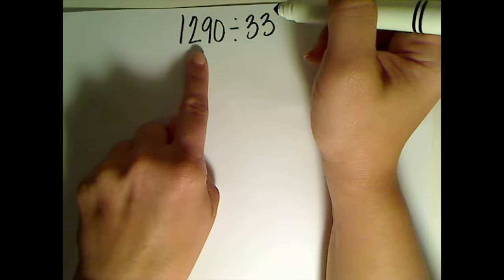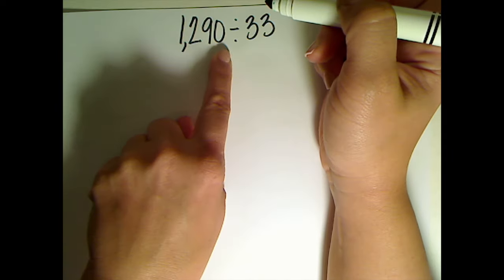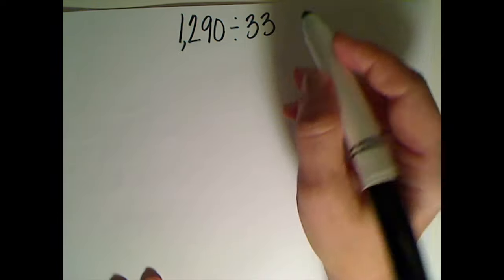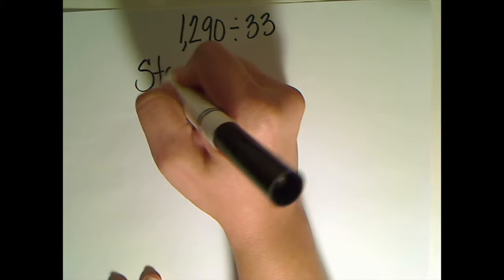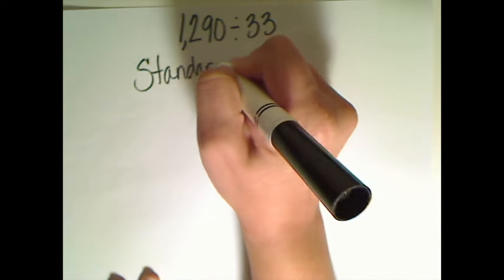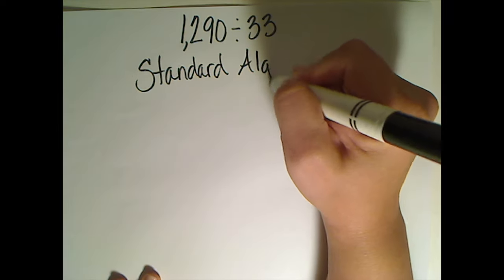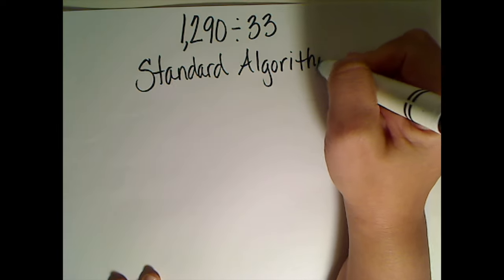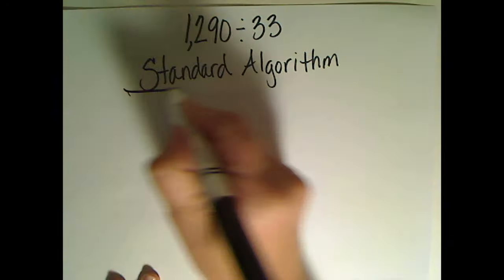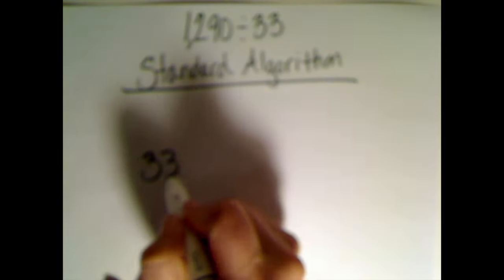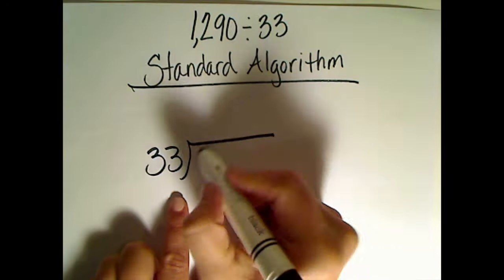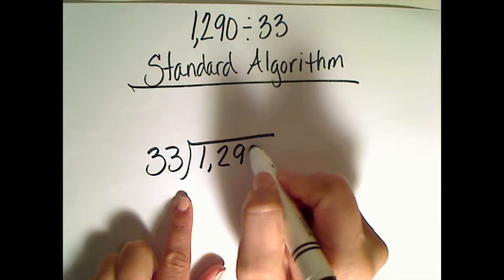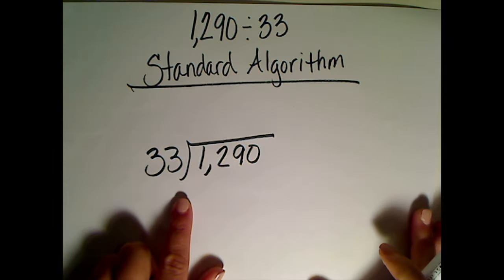1,290 divided by 33. Our dividend goes in, our divisor, it has an O and it goes out. And this time we're doing the standard algorithm. 33 is my divisor. It's outside. 1,290 is on the inside.